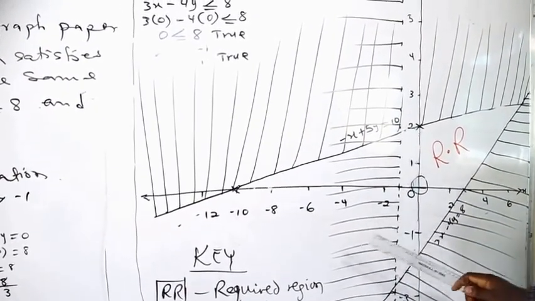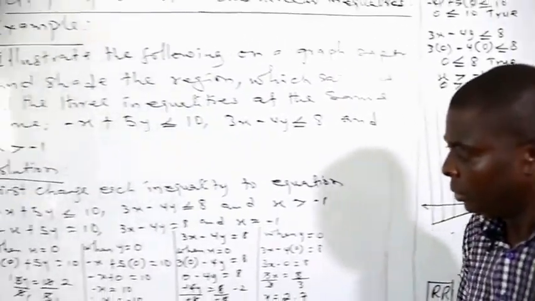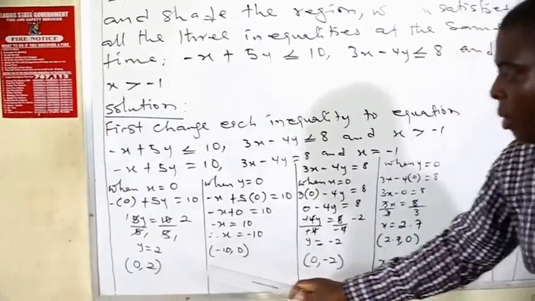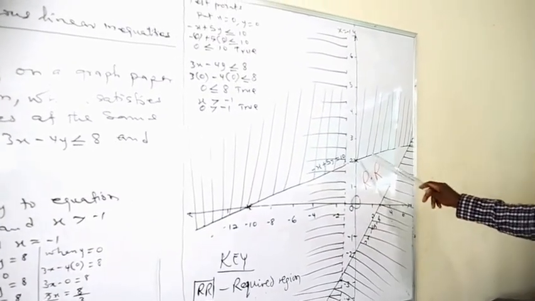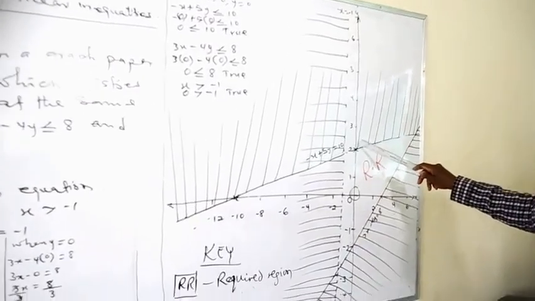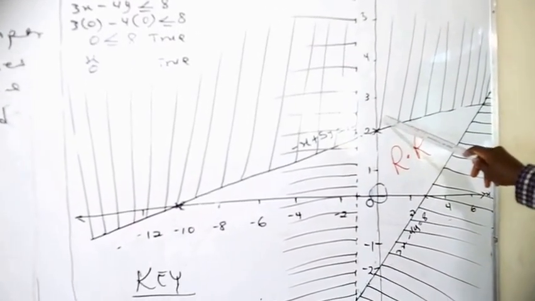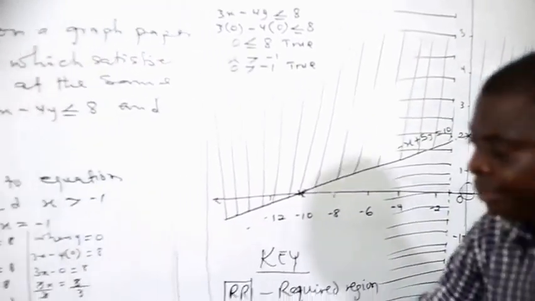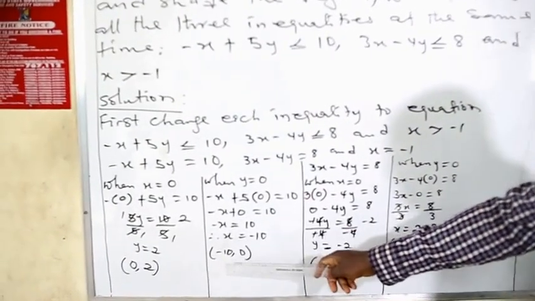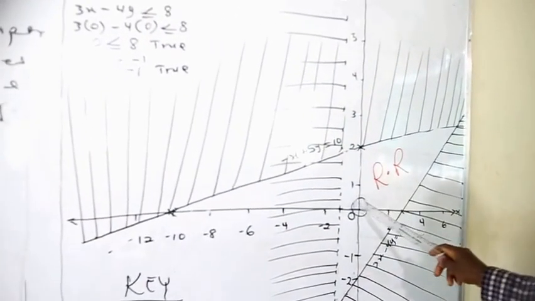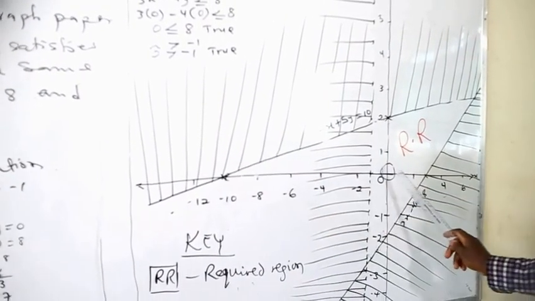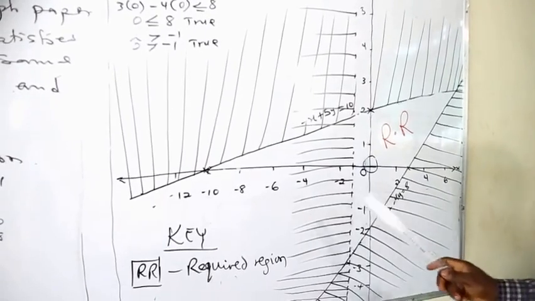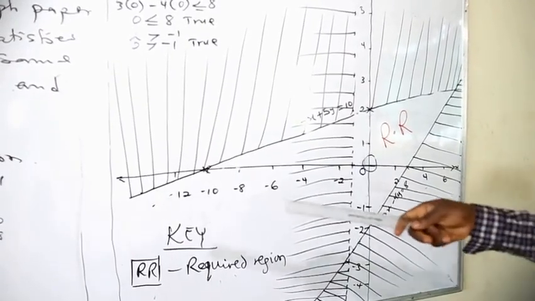So the first coordinate says when x is 0, y is 2. So this is where we have x to be 0, then y to be 2. So this point will be marked. And then also, we have another coordinate. When x is minus 10, y is 0. So this is where we have y to be 0, while we have x here to be minus 10. So this one will be marked.